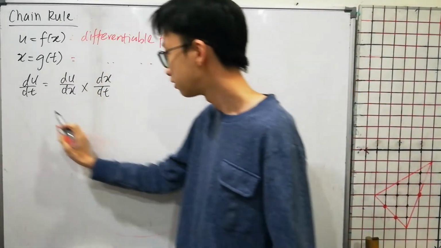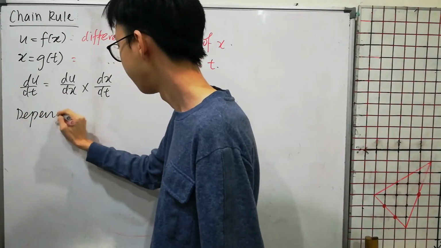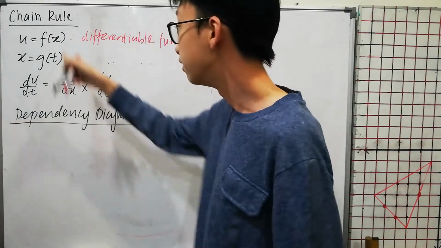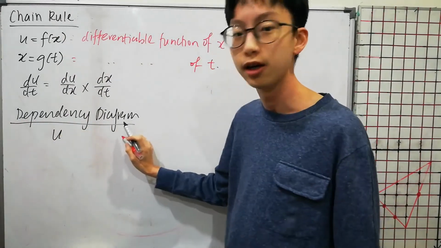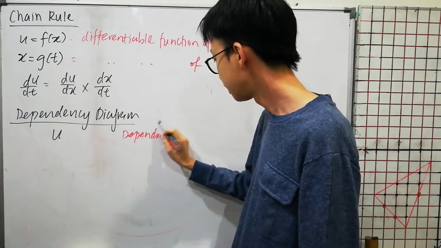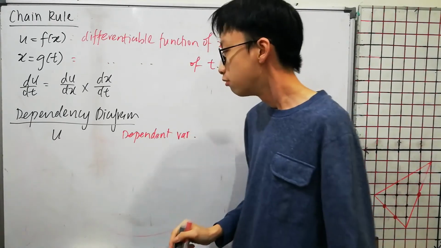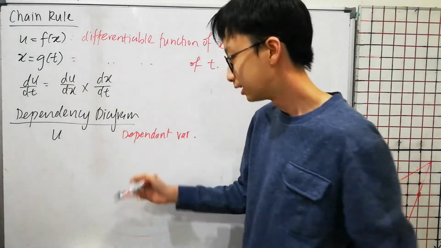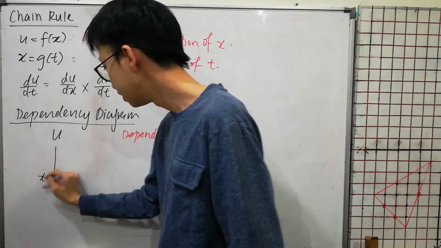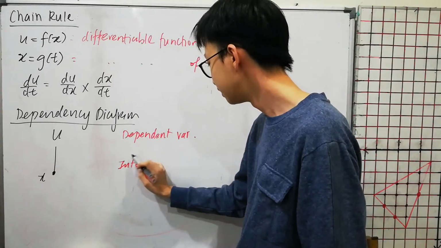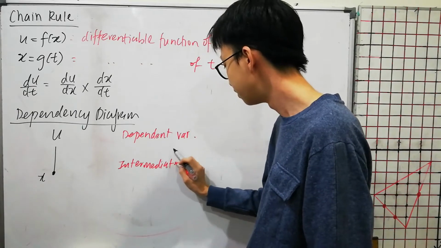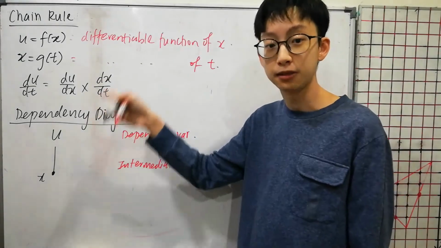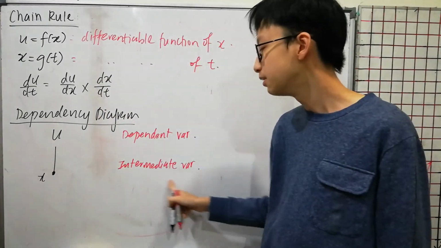Then how does it look on the dependency diagram? We'll start with u. And this u is what we call a dependent variable, which means the value of u depends on x and x depends on t. So I will write x in the middle, and this is what we call an intermediate variable. Why? Because the final derivative that we want is with respect to t. So x will just be an intermediate variable.